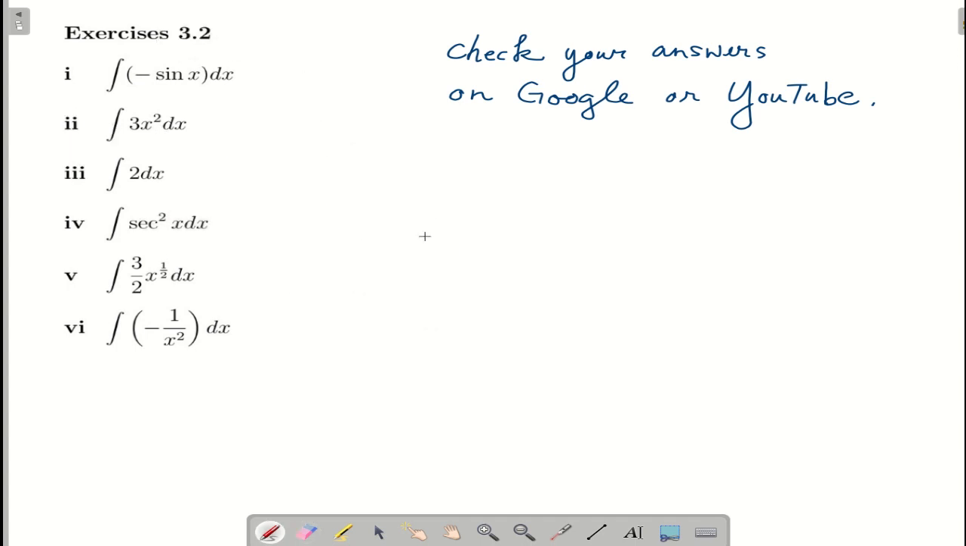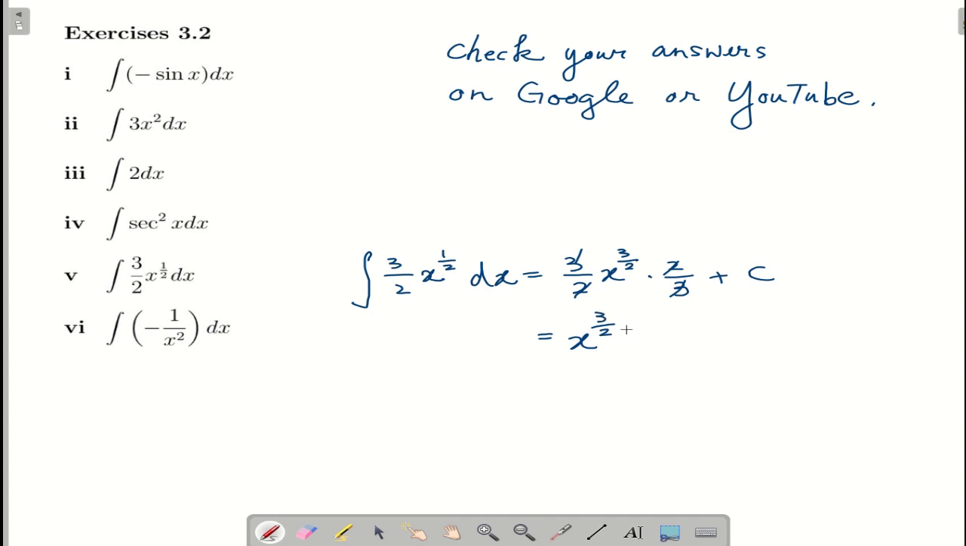Let's say we do question 5, the integral of 2/3 x to the power of 1 over 2 dx. Now we can write 3 over 2 here, and integrating x to the power of a half, we get x to the power of 3 over 2, multiplied by 2 over 3. And don't forget the plus c. So we have the answer here: this one cancels out, this one cancels out, and we have x to the power of 3 over 2 plus c.